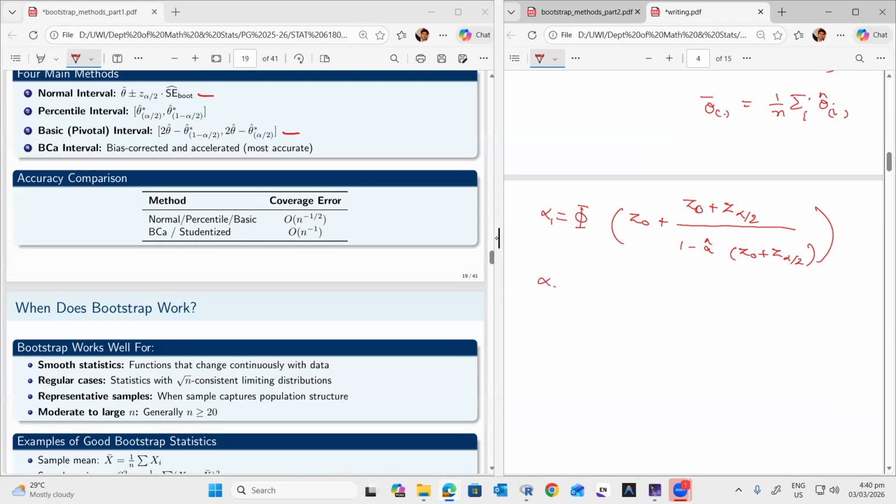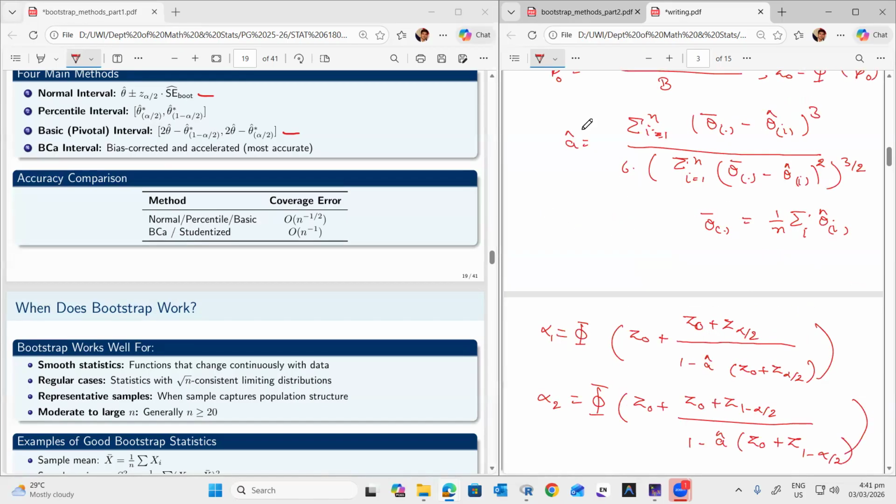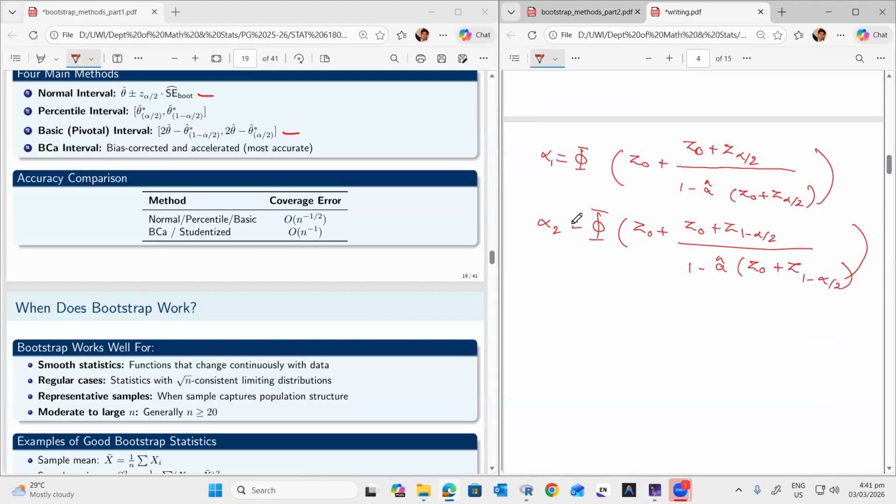And alpha 2 is basically the CDF of Z naught plus (Z naught plus Z 1 minus alpha by 2) divided by 1 minus A cap times (Z naught plus Z 1 minus alpha by 2). Alright. And A cap is already given there.